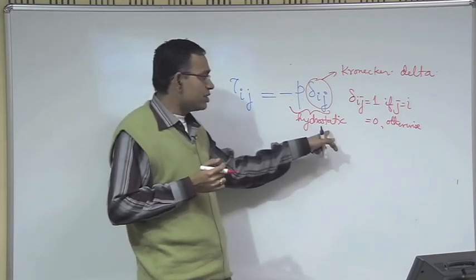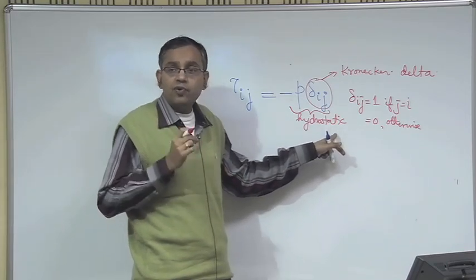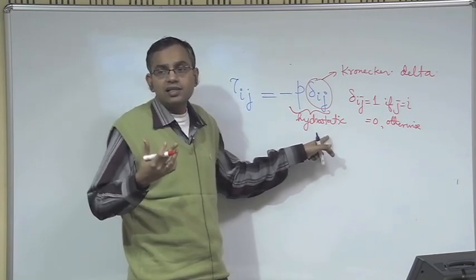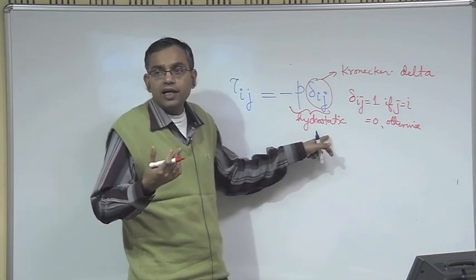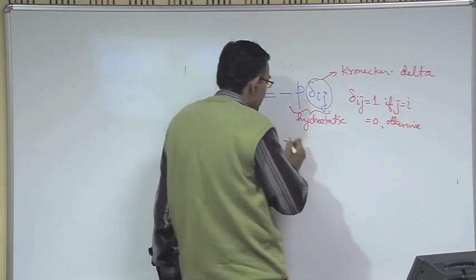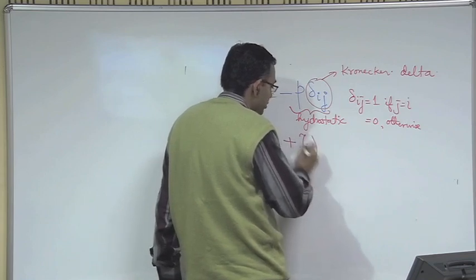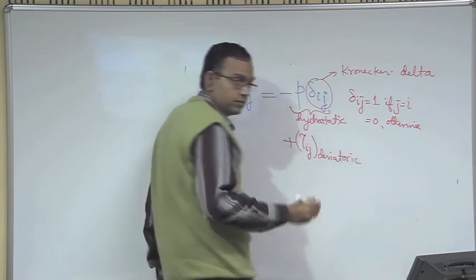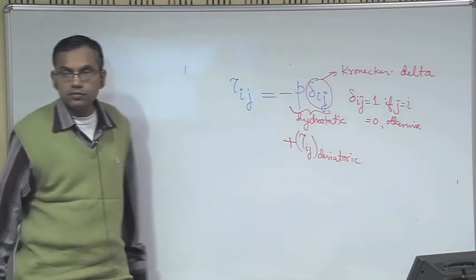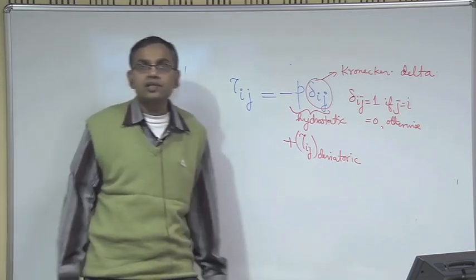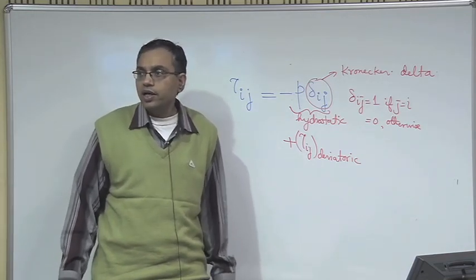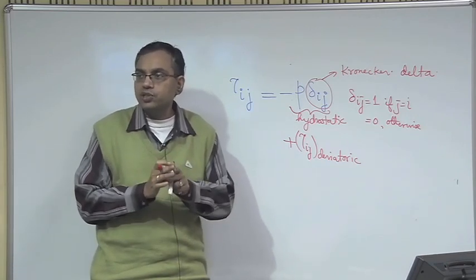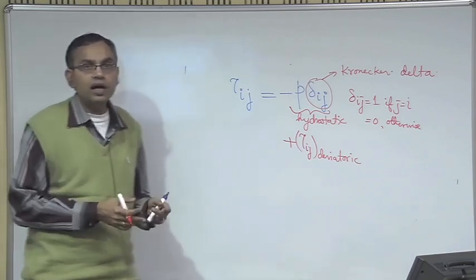So, this is the hydrostatic, but very importantly, even if the fluid is under dynamic condition, this is acting, but there is something beyond this that is acting when the fluid is under dynamic condition. That is called tau ij deviatoric. So, the deviatoric component of stress is acting when the fluid is under deformation, when the fluid is under motion. Fluid under motion means fluid under continuous deformation.